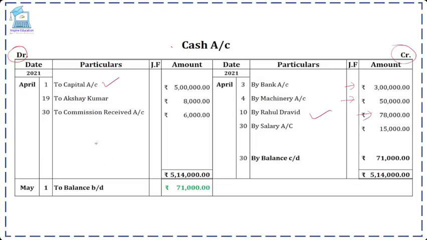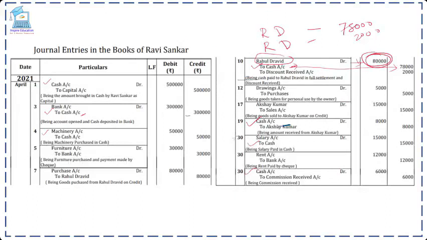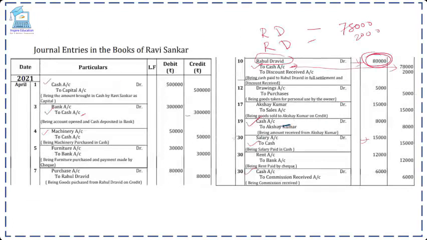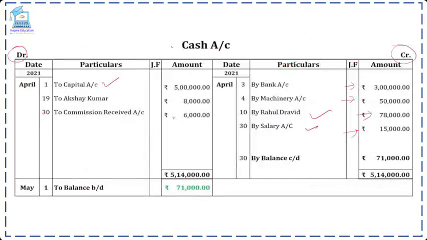And then there is one more transaction: salary paid in cash. So cash is credit. On the credit side, we will write salary, 15,000. And the last entry is commission receipt. It is on the debit side, so it will be in the debit side of the cash account. Commission receipt 6,000. Correct.